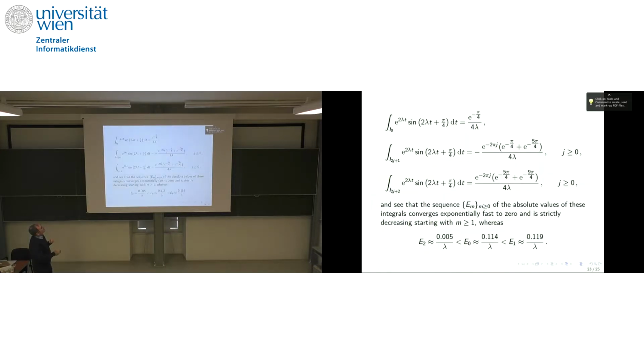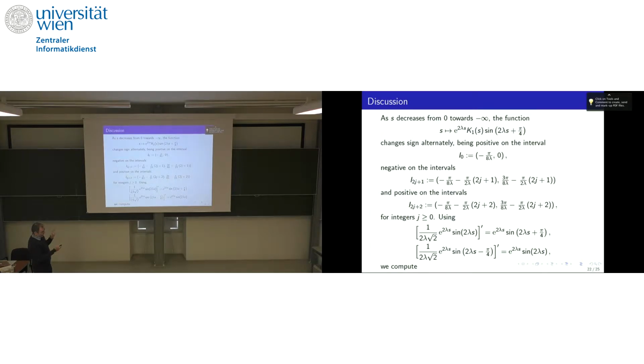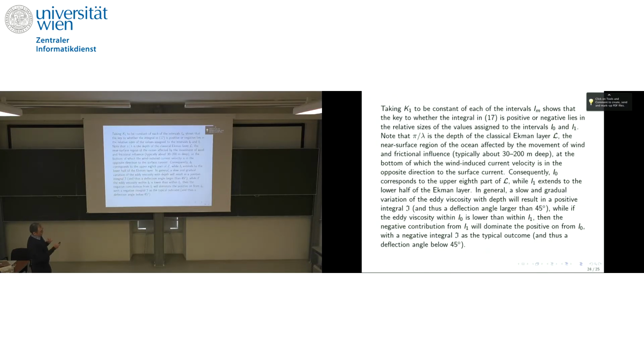Now you can take K1 to be constant on these intervals, and this will tell you that whether this integral is positive or negative is basically decided by this. It decays exponentially, so at great depths it won't matter. The contribution will be very small, but the relative sizes of E0 and E1, the first one and the second one, is what is deciding. In I0 this is positive and then it's negative, okay?